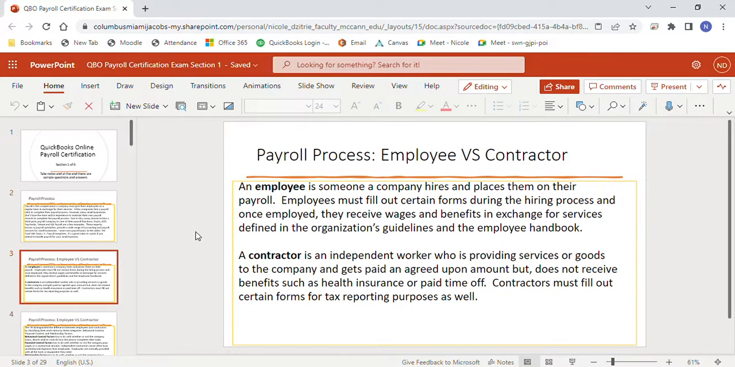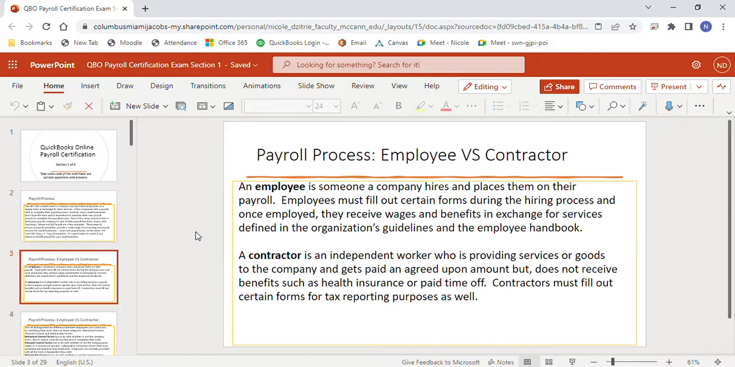So we're going to talk about employee versus contractor. An employee is someone a company hires and places on their payroll. Employees must fill out certain forms during the hiring process, and once employed, they receive wages and benefits in exchange for their services, defined in the organization's guidelines and the employee handbook. A contractor is an independent worker who is providing services or goods to the company and gets paid an agreed upon amount, but does not receive benefits such as health insurance or paid time off. Contractors must fill out certain forms for tax reporting purposes as well.